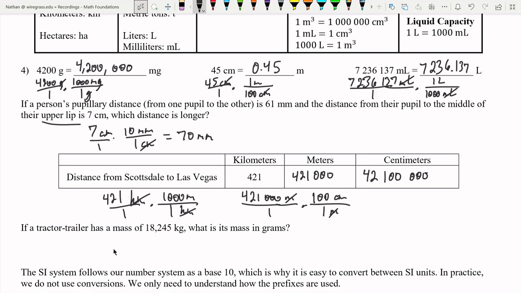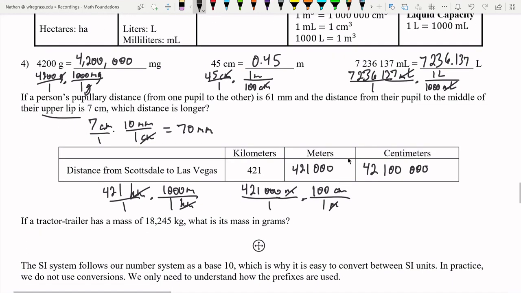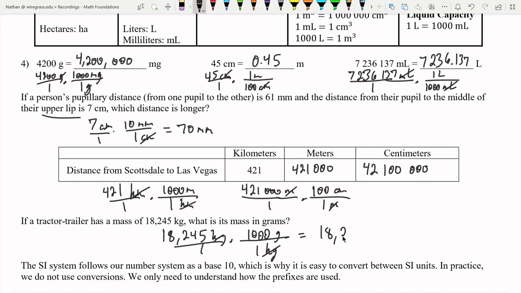Now, a tractor trailer has a mass of 18,245 kilograms. What is the mass in grams? There are 1,000 grams in 1 kilogram. That's the unit conversion there. So we're going to have 18,245 kilograms times 1,000 grams to 1 kilogram. And we get 18,245,000 grams for this tractor trailer.